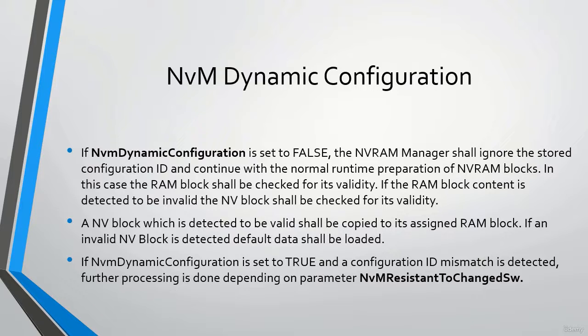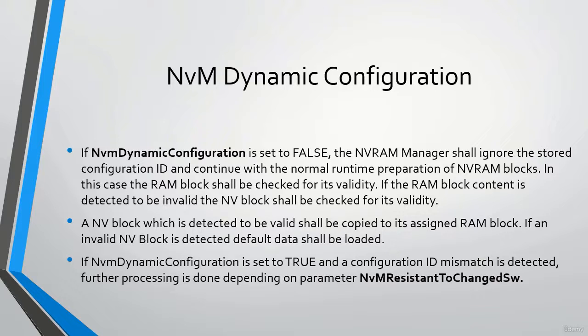But what we do in this case is check the validity of the RAM block. If the RAM block content is detected as invalid, in that case we'll go for the NV block. And if the NV block value is valid, we shall copy it to its assigned RAM block. If the value in the NV block is also detected to be faulty, in this case we'll load the default data. So this is the case when NVM dynamic configuration is set to false.